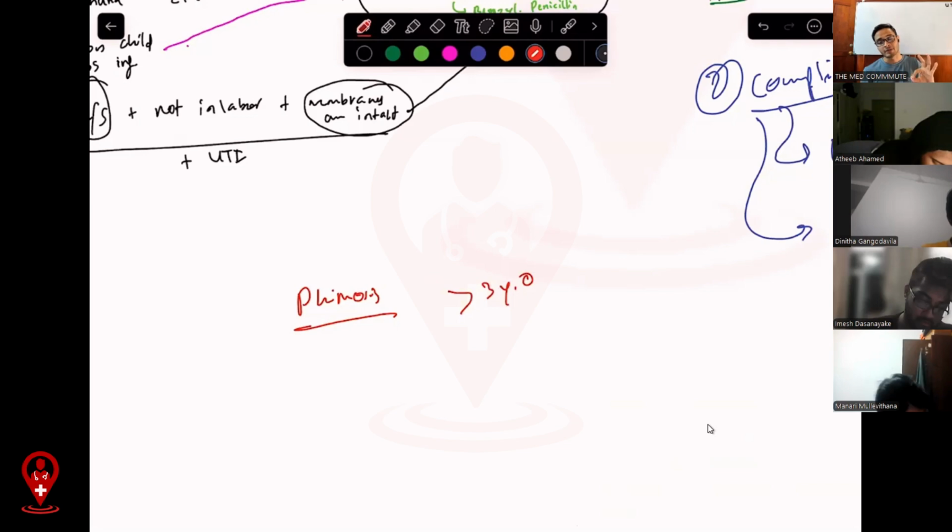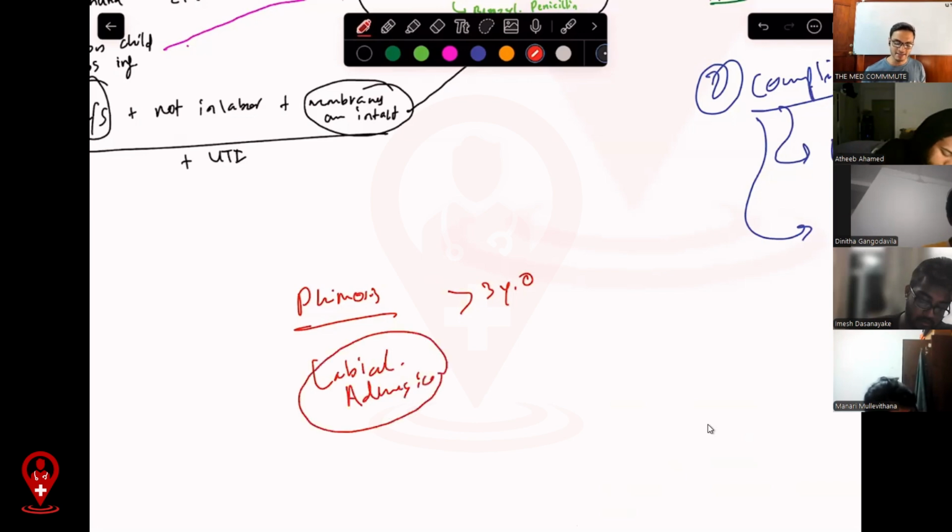Then the other thing, right? Labial adhesions. How are we going to solve that problem? Why is this labial adhesion happening, guys? You all know, right? Embryonic development: the labia must separate step by step. What is happening is, if it is not developed properly, only the adhesions will be there, right? So what we are going to do, guys, we can apply some estrogen cream.